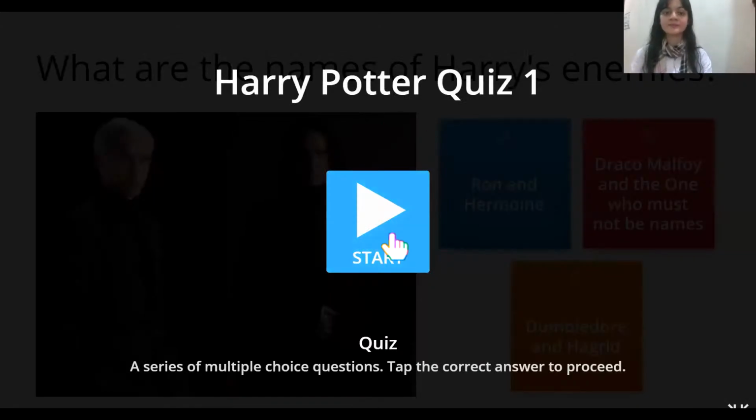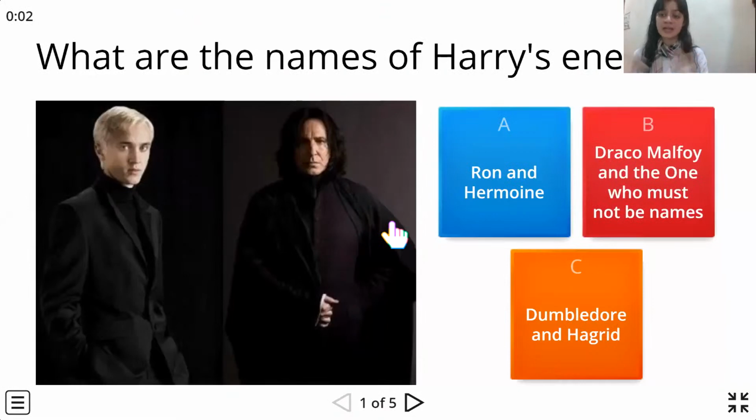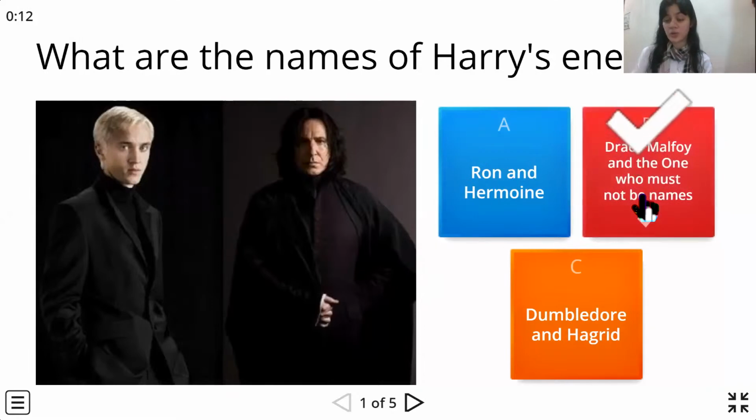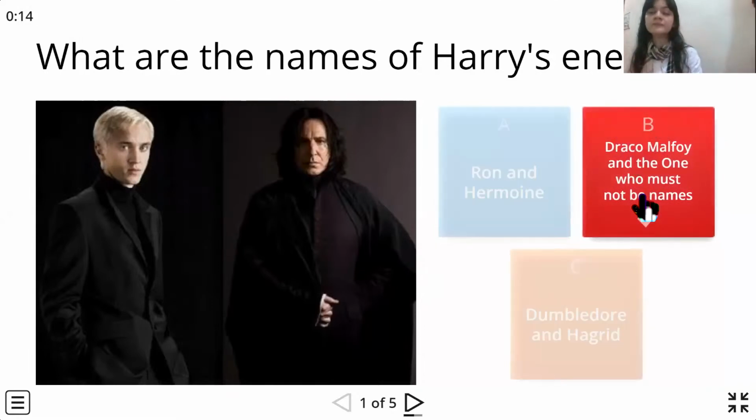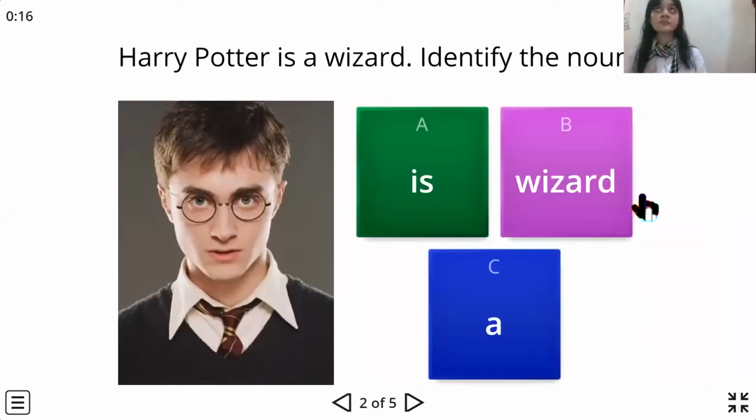Okay, let's go. What are the names of Harry's enemies? Ron and Hermione, Draco Malfoy and the one who must not be named, or Dumbledore and Hagrid? So the answer would be Draco Malfoy according to the story, because that's what we saw, right? That he had tricked Harry even in the last story that we heard. So even in this story, this time he gets tricked by Harry and Ron, but he is still one of his enemies.